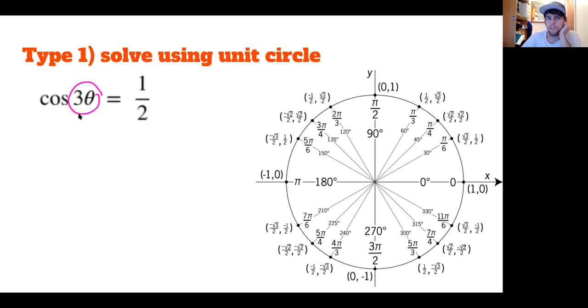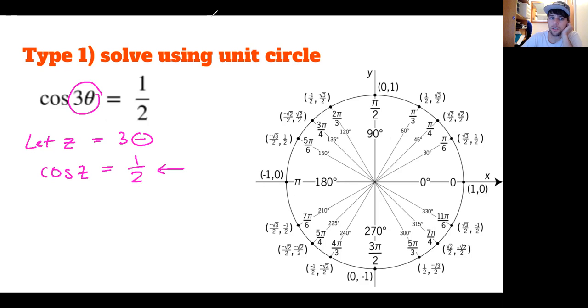What we're going to do before we go to the unit circle is make a substitution. We're going to create kind of an intermediate variable here. I'm going to use the variable z. So let z equal 3 theta. And we're going to use that to rewrite our equation. Cosine z equals 1/2. Now this equation is much simpler. Nothing really going on inside of our cosine function anymore. We made that substitution so that we just have this singular variable.